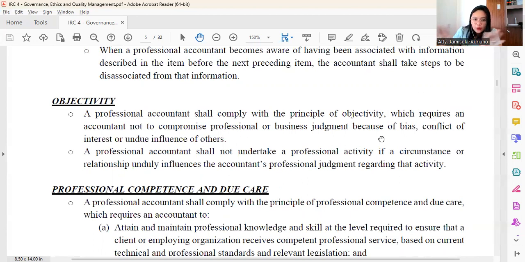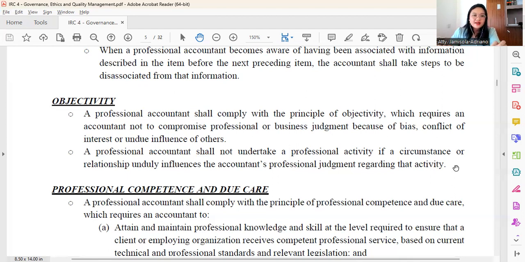So let go of any bias or any conflict of interest, or do not let any person exercise influence over you. So a professional accountant shall not undertake a professional activity if a circumstance or relationship unduly influences the accountant's professional judgment regarding that activity.